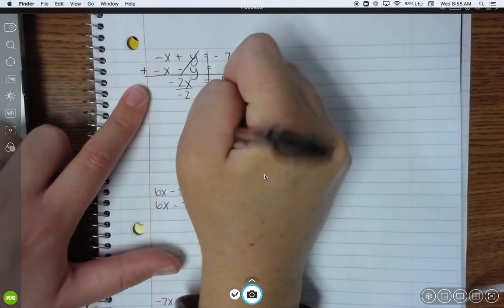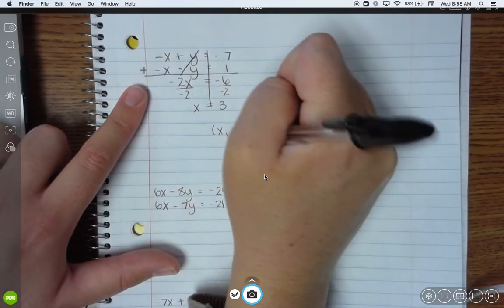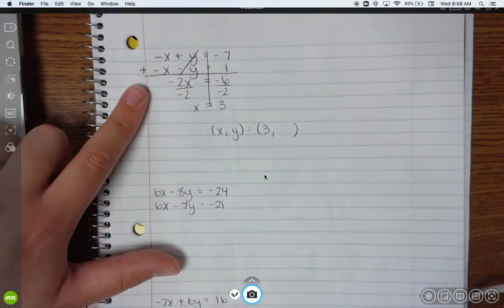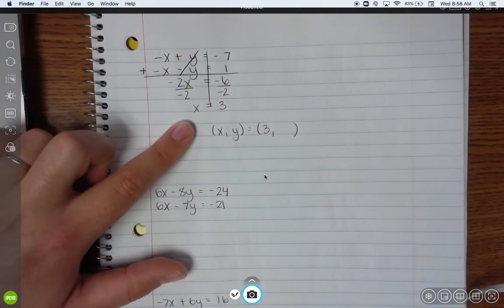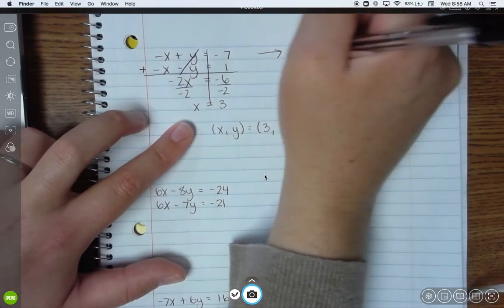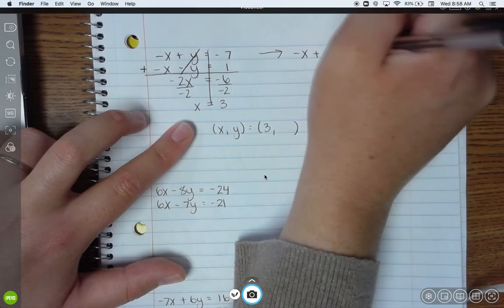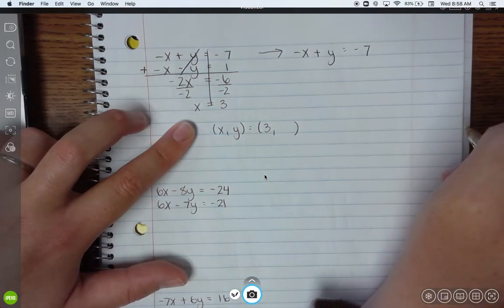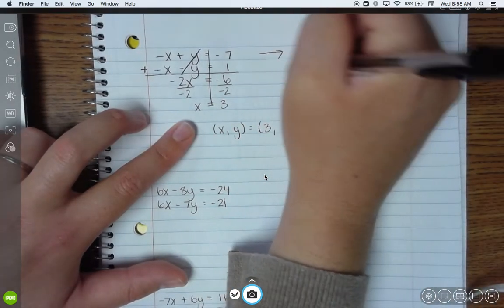Now my answer needs to be an ordered pair, x, y. So I have a 3 for the x. I need to find y. I can go back into any of these equations and put the 3 in. So I'm going to just pick the top equation. Negative x plus y equals negative 7. Instead of a negative x, I'm going to substitute in.